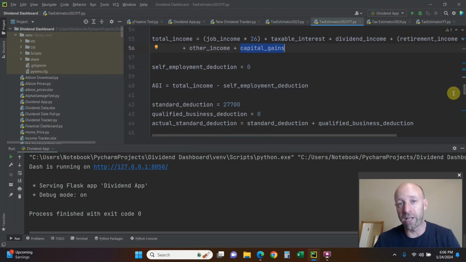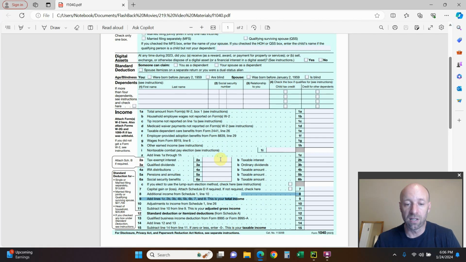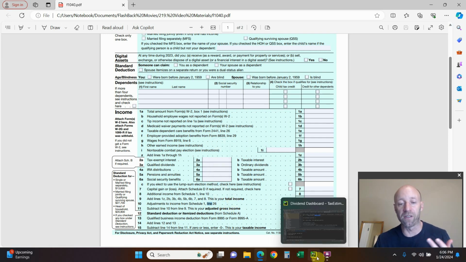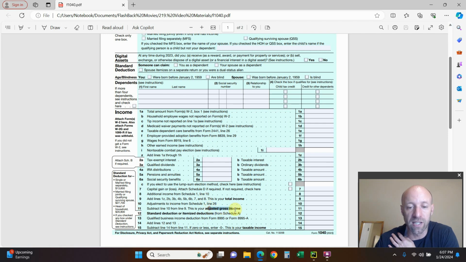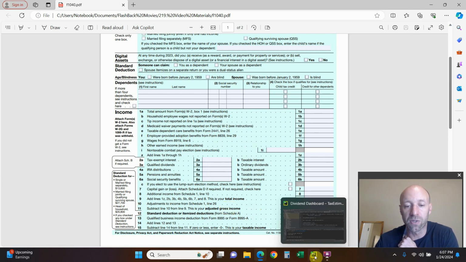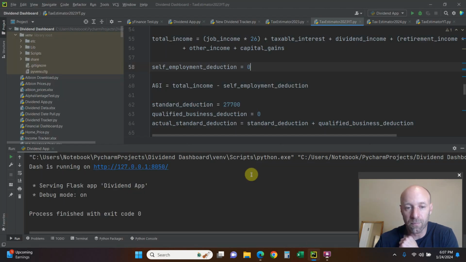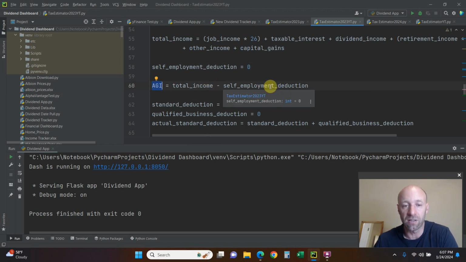If you are self-employed, you get a small deduction. So self-employment deduction right here goes in adjustments to income, Schedule 1, line 26. For me, there's a bunch of other things you'll get, but for me, that is a self-employment deduction. So AGI is the next line, which is your adjusted gross income. This is a very important line because you use this on a lot of financial aid documents, your adjusted gross income. So I just said AGI equals total income minus self-employment deduction.